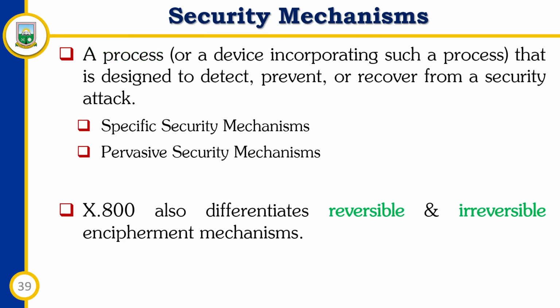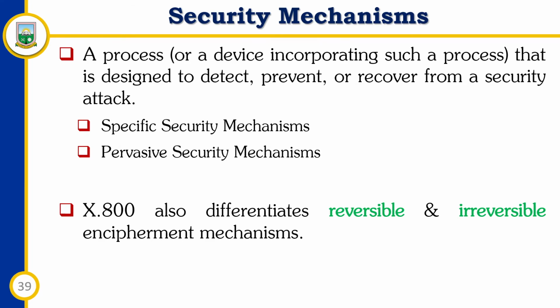Now let's talk about the mechanisms, the specific security mechanisms still under the X800 model. A process, or a device incorporating such a process, that is designed to detect, prevent, or recover from a security attack is termed a security mechanism. According to the X800 model, security mechanisms can be divided into two: the specific security mechanisms and the pervasive security mechanisms.